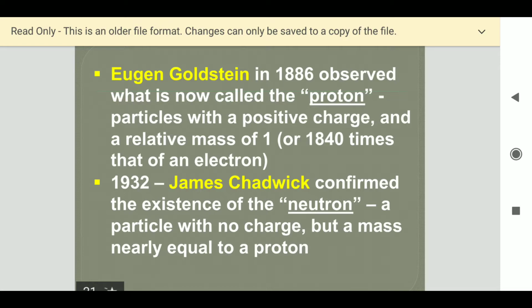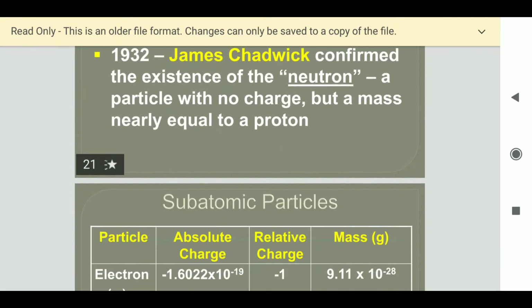The first particle was discovered by J.J. Thomson, who discovered the electron, a negatively charged particle. After that, the proton was discovered by Goldstein in 1886, and later in 1932, James Chadwick confirmed the existence of the neutron, a particle with no charge but a mass nearly equal to the proton.